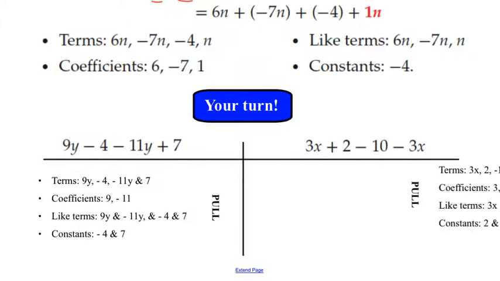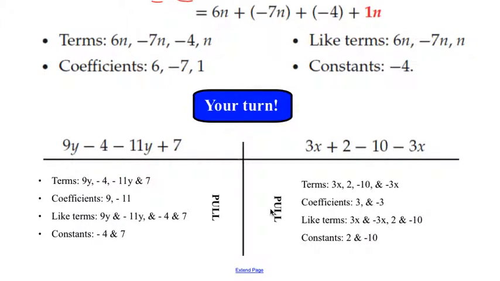Over on the right side, we have 4 terms again, 3x, 2, negative 10, and negative 3x. The coefficients are 3 and negative 3. Those are the numbers in front of the variables. The like terms are 3x and minus 3x, but also 2 and minus 10 are like terms, and the constants are 2 and negative 10. Not too bad.